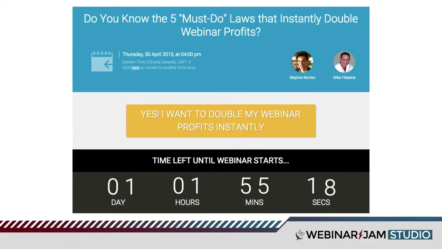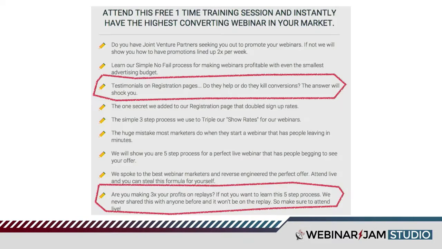Underneath that, we have a countdown timer, and Webinar Jam does all of this for you. It's just fill in the blank templates. It's lovely. It tells people, oh, okay, this is starting tomorrow right around this time. Then I have the bullet points, all right? And as you can see, I highlighted there, testimonials on registration pages, do they hurt or do they help conversions? All right, so that was curiosity that I used there.